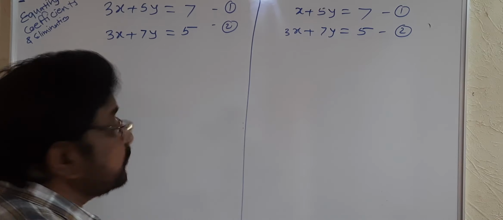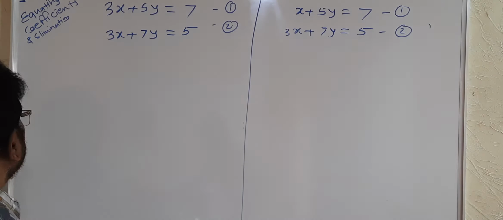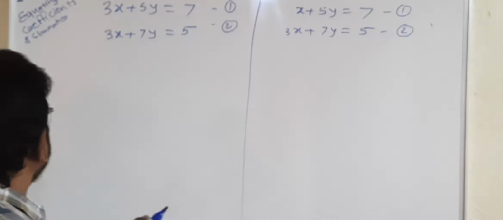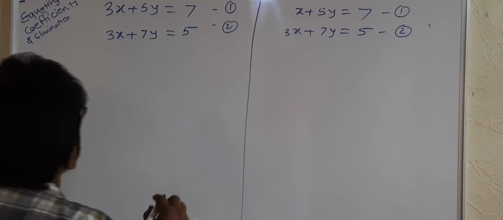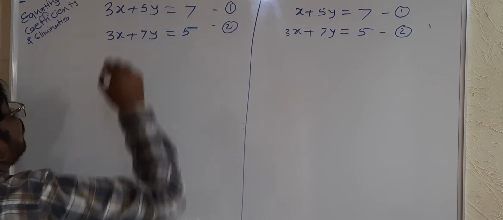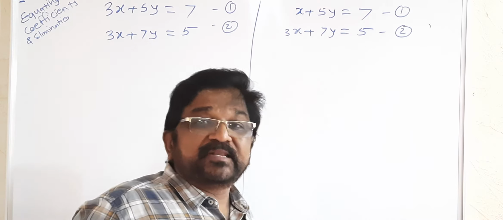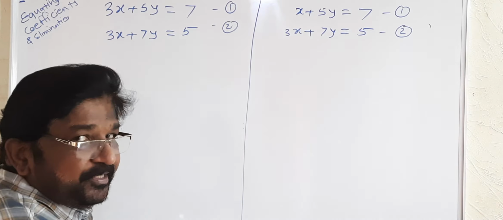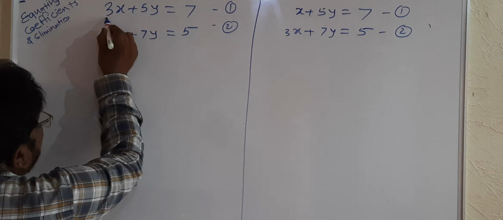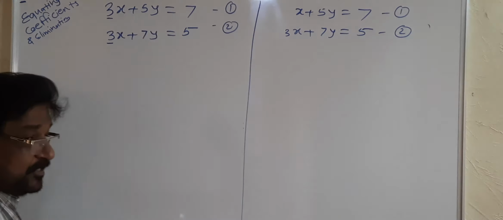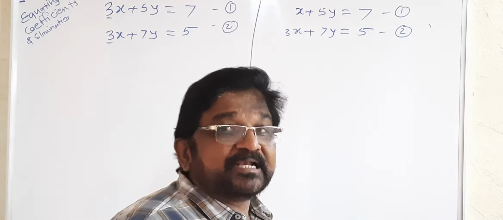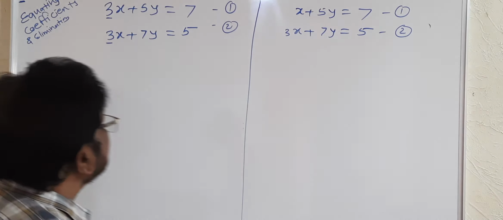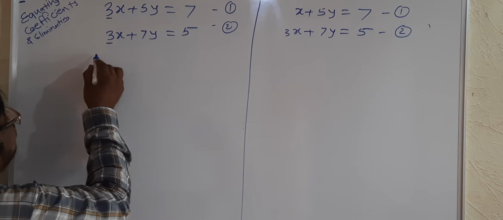Students, we are learning now the first method of solving simultaneous equations. First method is equating the coefficients and then elimination. The first one you have studied in 8th standard as well as in 9th standard. You can check two equations here. Both have same coefficients and they are positive. So definitely, positive and same, we have to subtract. See the thing I am doing here.